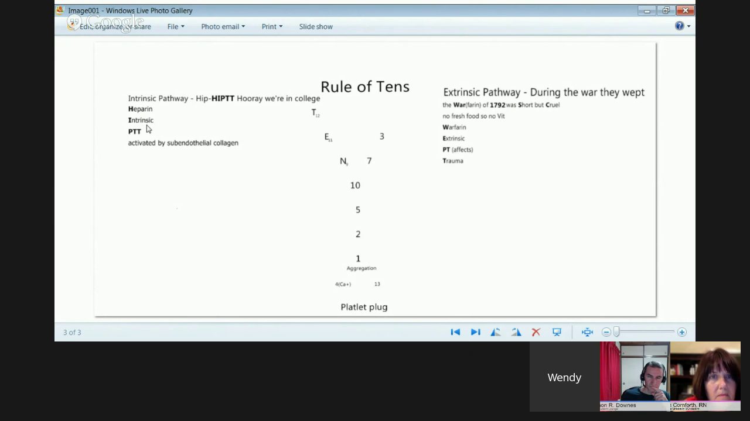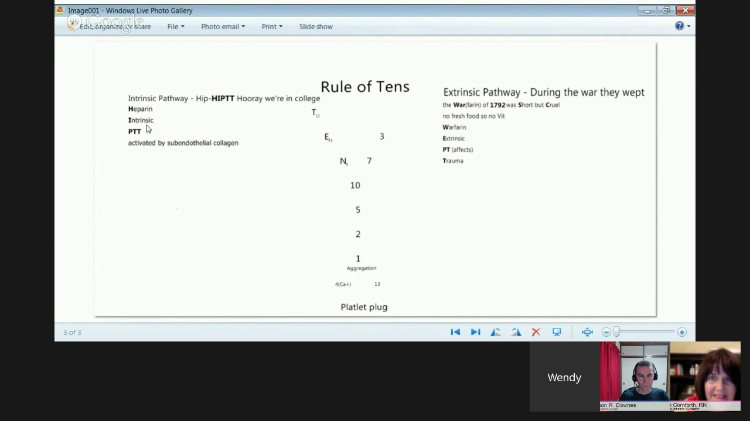I want to make sure I have that right. So what is the part that says, "Hooray, we're in college"? What does that mean? Yeah, I haven't gotten there yet. Oh, okay. Yeah, I'm working my way down.